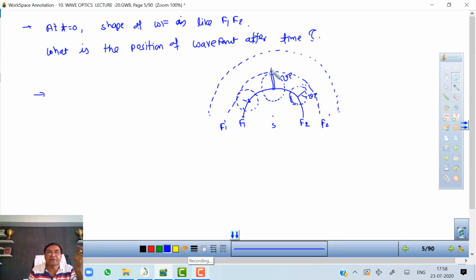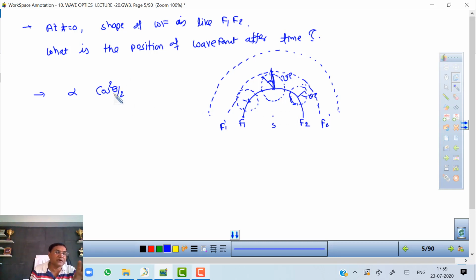The intensity depends on cos square theta by 2. When theta equals 0, it is 1, and here it is 90. So yes, it depends on cos square theta by 2. For this point, theta is 0, so you get maximum intensity. For this point, this is my theta. If I want to see this point, then it is 90, so it is 45 and so on.